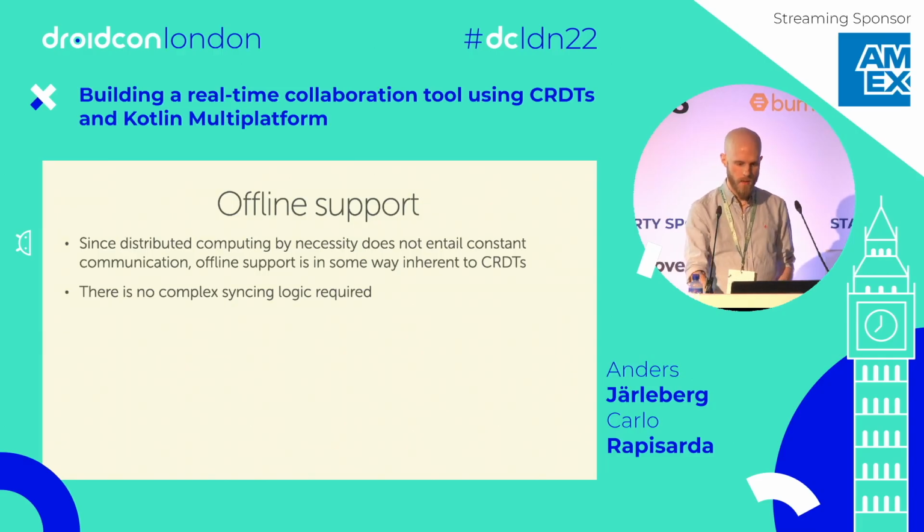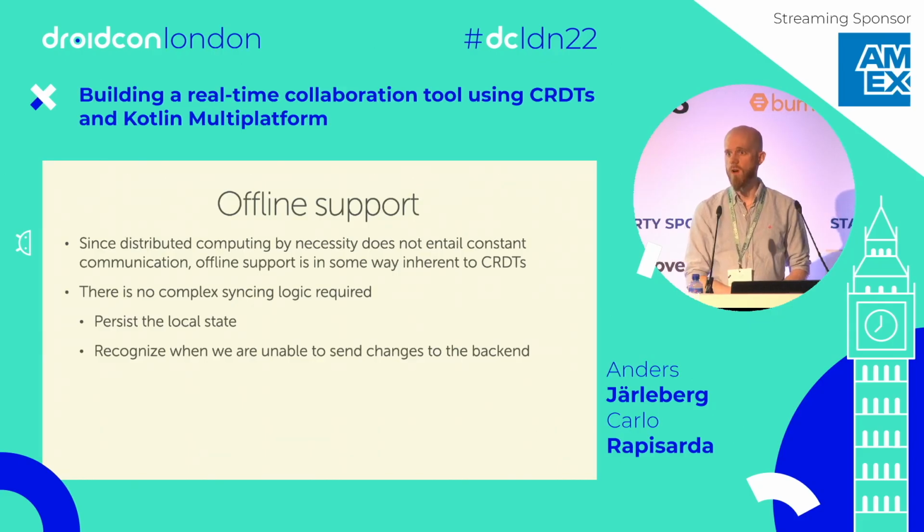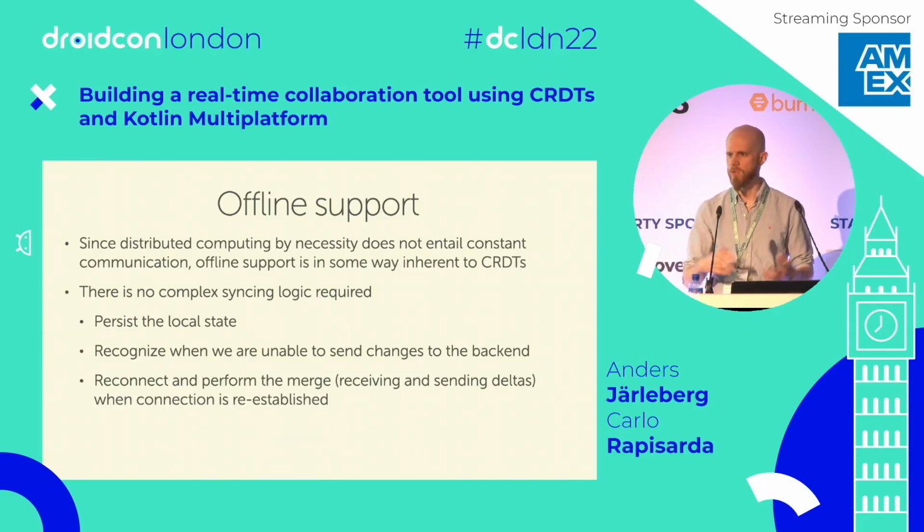But in our case, we just needed to persist the local state, of course, recognize when we're unable to send changes to the backend, and simply reconnect, perhaps using our work manager job on Android, for example. Once we have connection again, we can connect to the backend, receive the initial merge, and send our changes. And at that point, we're all synced.